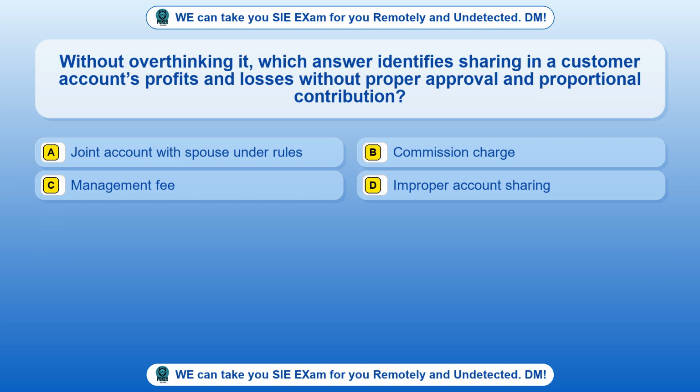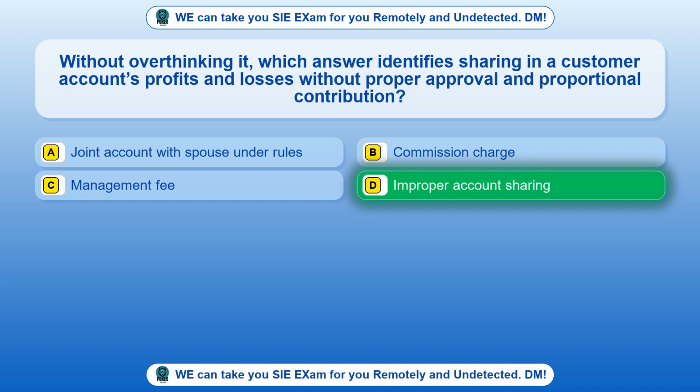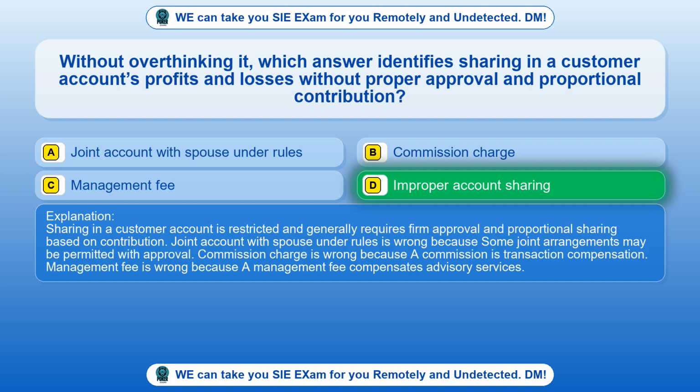Question 28. Without overthinking it, which answer identifies sharing in a customer account's profits and losses without proper approval and proportional contribution? Option A, joint account with spouse under rules. Option B, commission charge. Option C, management fee. Option D, improper account sharing. The correct answer is option D, improper account sharing. Sharing in a customer account is restricted and generally requires firm approval and proportional sharing based on contribution.